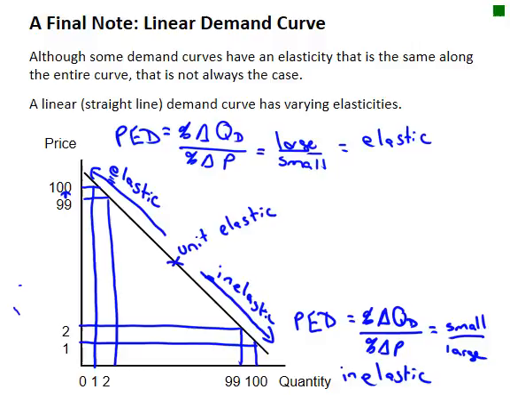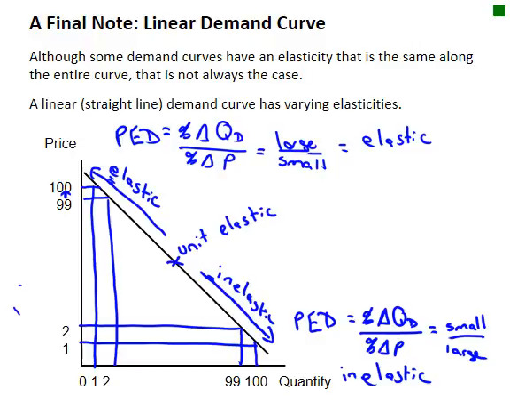So let's look at PED equals percentage change in quantity demanded over percentage change in price. So if I asked you the percentage change in price, from 99 to 100, that's very small. But the percentage change in quantity demanded, if you're going from 1 to 2 or 2 to 1, that's doubling or going by half. So that's like 100%. So that's very large. A large number on top of a small number will be elastic. So as you move along the curve this way, it becomes more and more elastic.